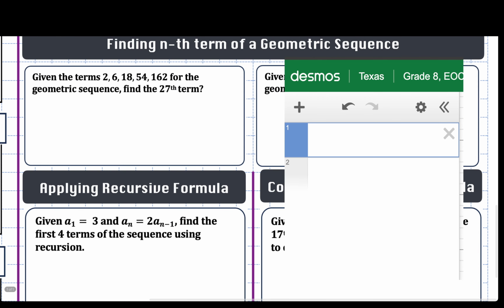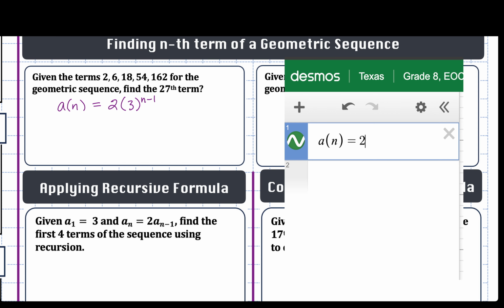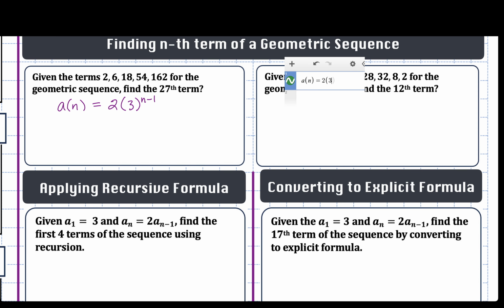So we have a of n is equal to 2 times 3 raised to the n minus 1. So in Desmos, I'm going to create the function a of n equals 2 times 3 raised to the n minus 1. I've got to stay up here at the top. So this is the tricky part. In order to put this up here at the top, you're going to have to actually put it inside parentheses.